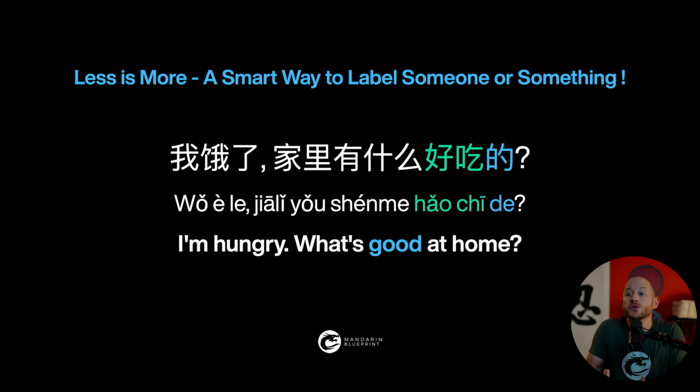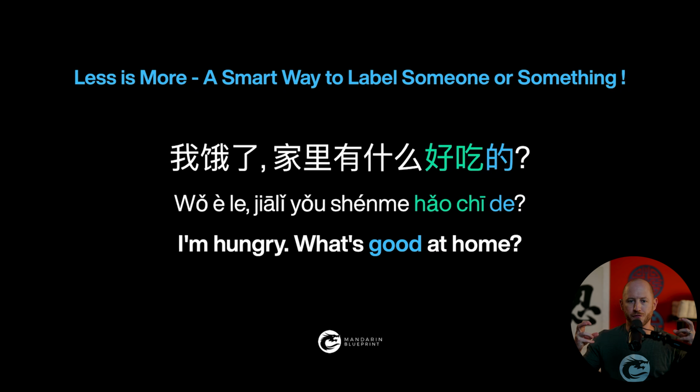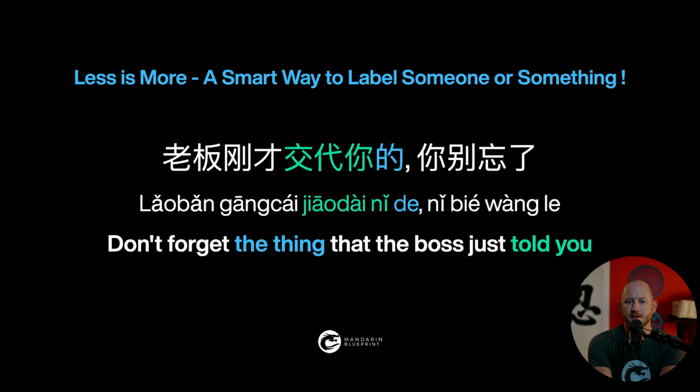我饿了，家里有什么好吃的? I'm hungry. What's good at home? What good food is at home? What is the missing piece here? Well, it's 好吃的食物. 食物 is the general word for food, but you don't need to say that. You can just say 好吃的. 有什么好吃的? It gets across the idea that what we're talking about, the good food here, the things that are good to eat, they must be here, and we don't need to say what those things are because the description already gets across the phrase. So you're essentially turning what would be a noun phrase 好吃的食物 into just 好吃的. It's pretty cool, right?